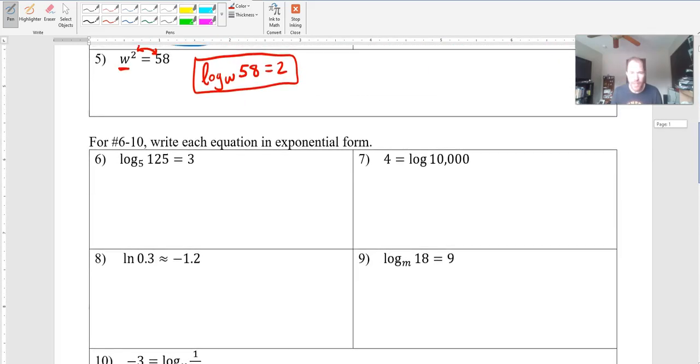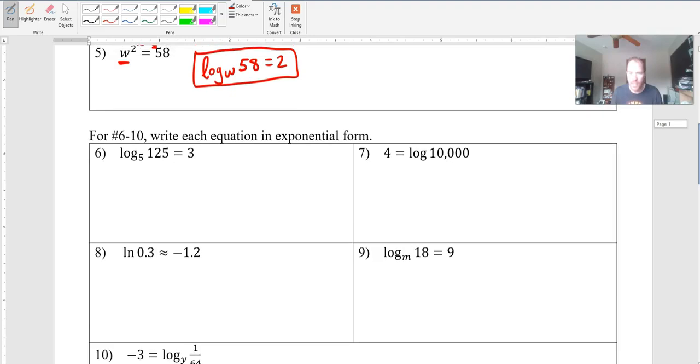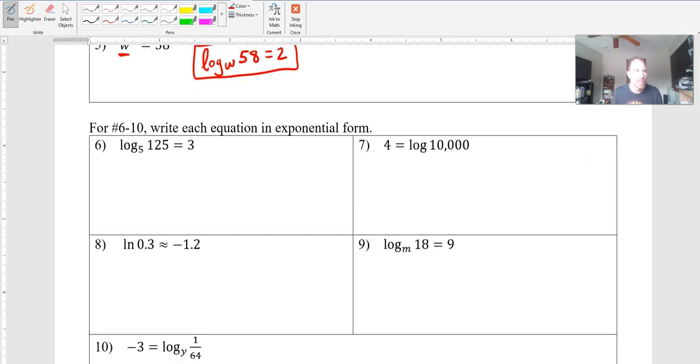But let me just rewrite here for us the rule that we're using. Okay, so again, what we had written up above: if a to the power of b equals c, then we can rearrange this relationship, use a logarithm instead, log base a of c equals b. So we're just going the other way now. We're starting with a logarithmic equation, and we're going to write the equation in exponential form.